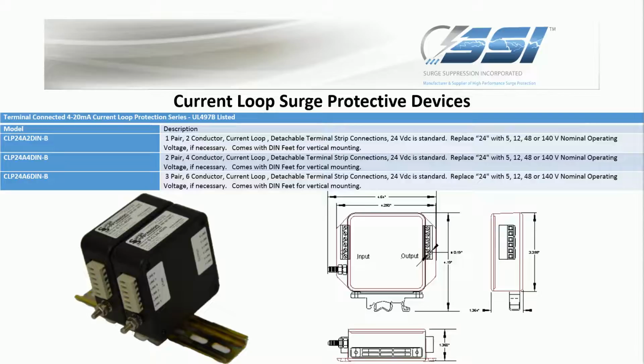This current loop SPD is in a more compact enclosure with removable terminal strips and is DIN rail mountable for ease of installation and space saving inside a cabinet. It is designed to protect from 1 to 3 pair current loop circuits with no shield.